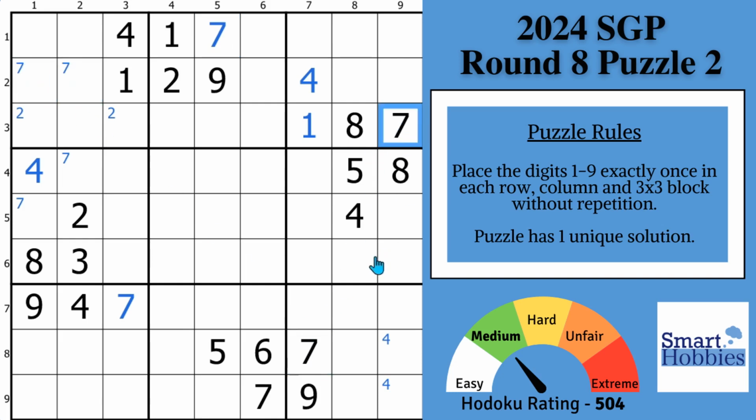With these two 7s, you can solve for 7 right here in block 6. And now you have Snyder 7s in block 5. Okay, look at the 8s.